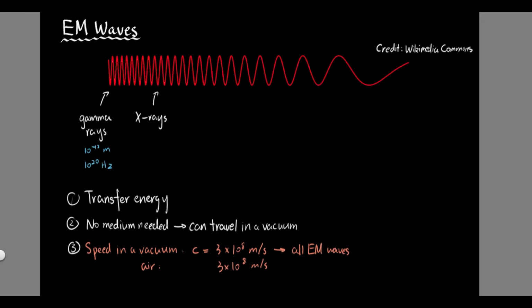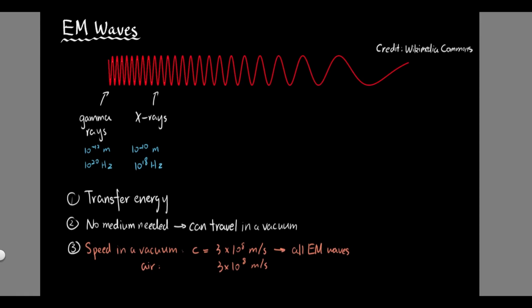I'm pretty sure you're familiar with X-rays, because that's what they use in hospitals to check your bones, and if they take an X-ray image, they can see through your skin and stuff. So yeah, X-rays have a wavelength of around 10 to the negative 10th meters, and the frequency is around 10 to the 18th hertz.